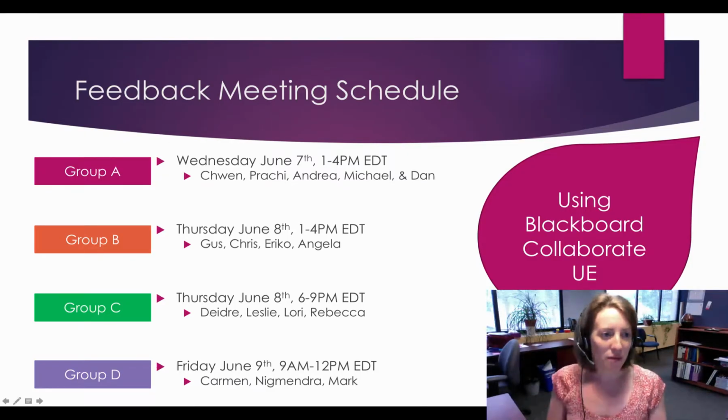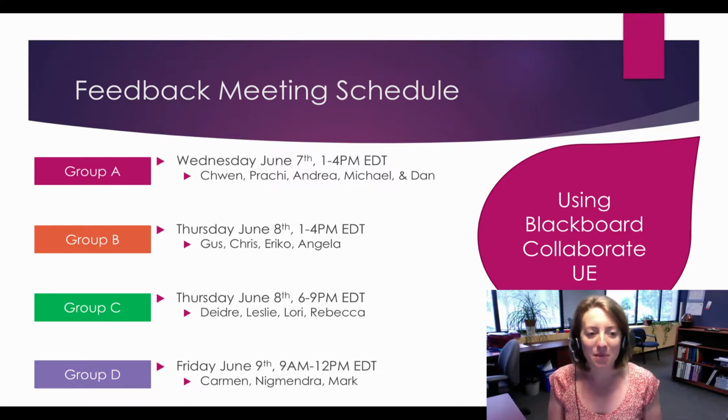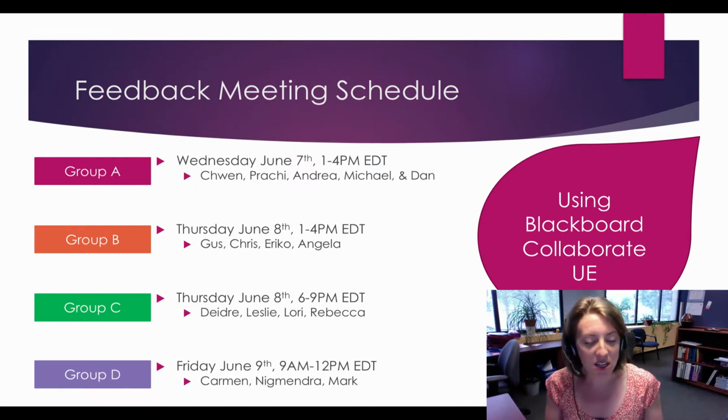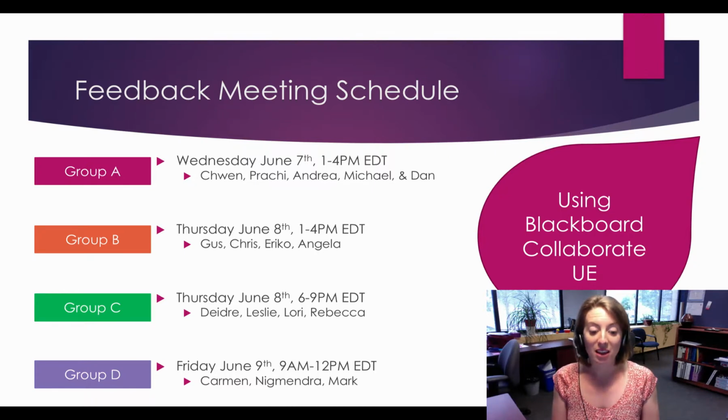So here's a reminder of the feedback meeting schedule that was set for each of the 4 groups. You'll notice that your name is there on the screen beside a group name and a date and time for the feedback meeting. So Group A, Wednesday, June 7th, between 1 and 4 p.m. local time. Group B, Thursday, June 8th in the afternoon between 1 and 4 p.m. Group C, later on in the evening time between 6 and 9 p.m. on Thursday, June 8th. You'll be joining me. And Group D will wrap things up on Friday, June 9th in the morning between 9 and noon. So find your name, make sure that you have that in your calendar, and we will be meeting in a Blackboard Collaborate UE space.